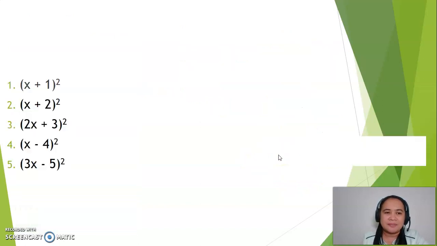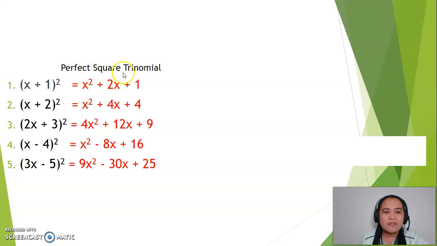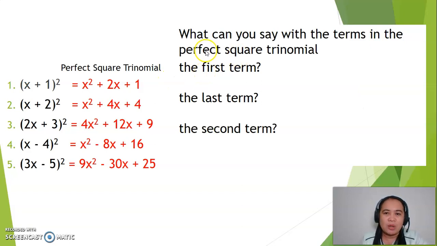Okay, let's have this. Now, all of these are binomials and they are squared. And these are their corresponding perfect square trinomials. Now, let's observe the pattern. What can you say with the terms in the perfect square trinomial with respect to the binomial terms? Now, this one, the first term, x, and this is x squared. This is 2x, and this is 4x squared, and this is 3x, and this is 9x squared. So the first term is basically the square of the first term.